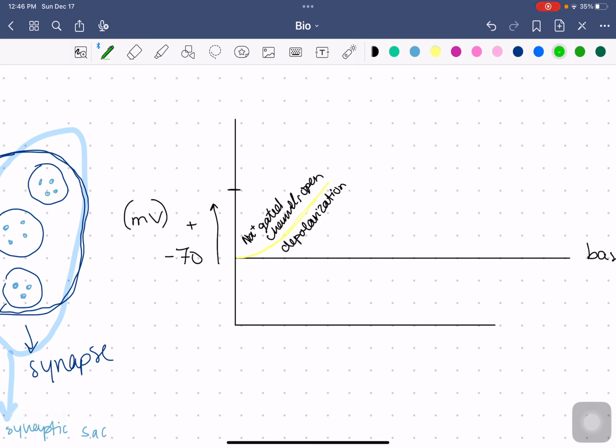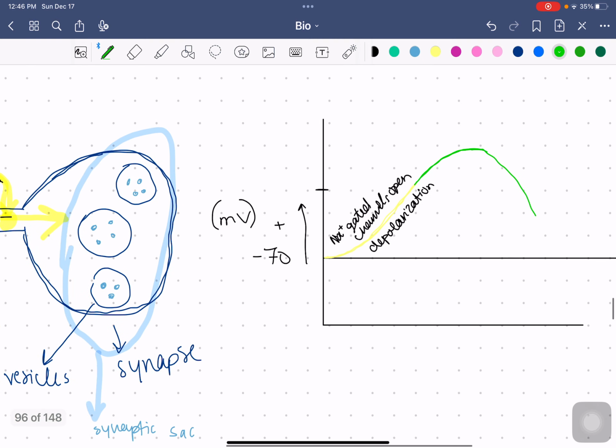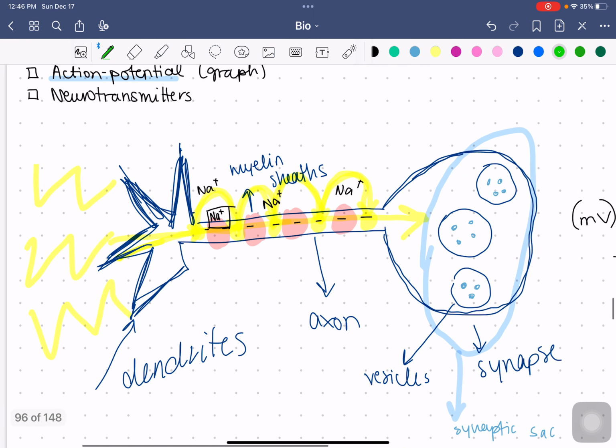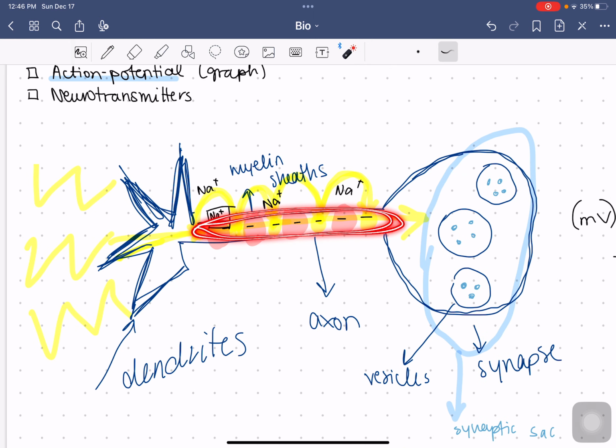Let's do this in green. We're going to get to some kind of peak over here, and then it's going to start going back down. So what does that mean in terms of this neuron? What's happening over here? Why is the charge inside of the neuron going back down?